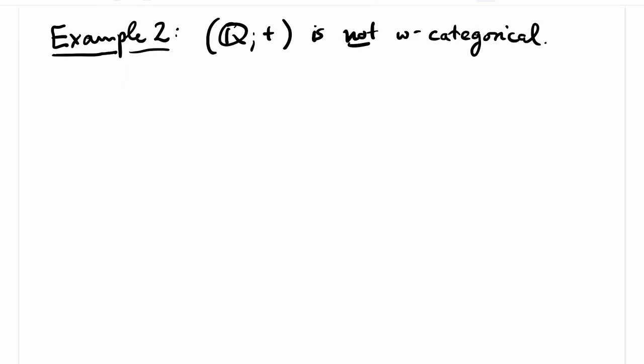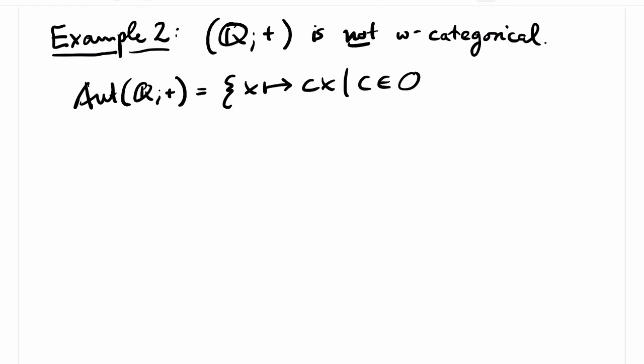Let's have a look at another example. Consider the structure Q plus of the rationals with addition. I claim that this structure is not countably categorical. Here I find it more convenient to use orbit counting to prove this, rather than constructing a countable non-standard model. The automorphisms of Q plus are of the form x maps to c times x for some rational constant c that is not 0. Thus, all rational numbers that are distinct from 0 lie in the same orbit. And 0 is the only element that satisfies the formula x plus x equals x. So we have exactly 2 orbits.